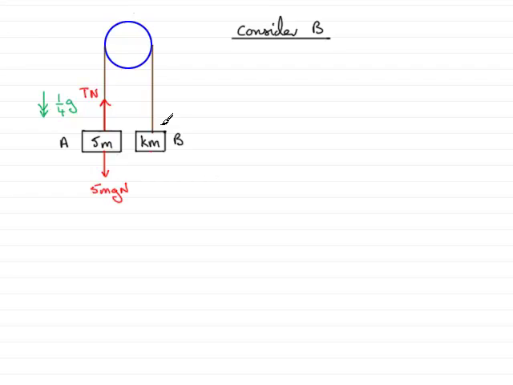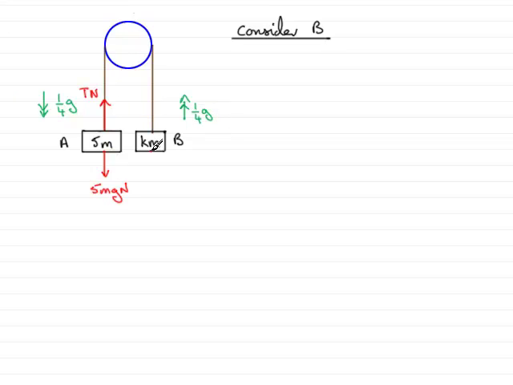We need to mark on the acceleration of B. Now because the string is inextensible, whenever A moves, B will move at exactly the same time, and it will have exactly the same acceleration as A. So since B moves upwards, its acceleration will be a quarter g.